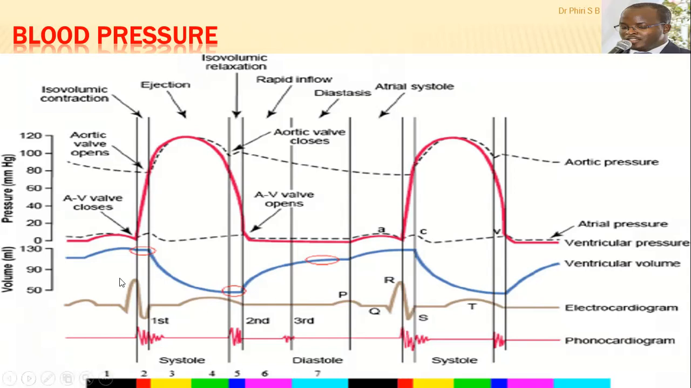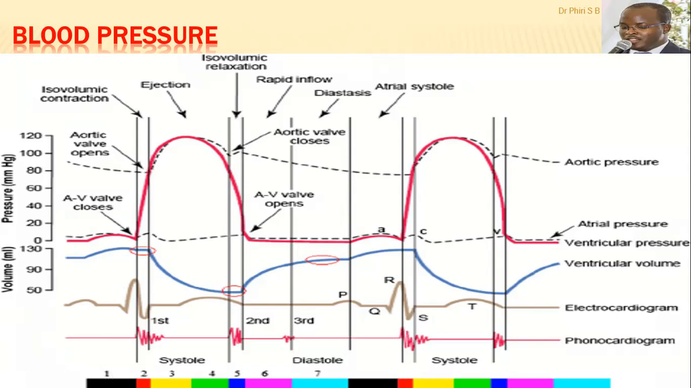The one I'm interested in here is the aortic pressure, because this is the same pressure that is transmitted to the arterial system. Remember, the aorta is the first artery from the heart, so the aortic pressure will be transmitted to the arterial system. You can see here that there's a decrease in pressure when the ventricles are relaxing. The aortic pressure is decreasing, but during the contraction of the ventricles, there's a time when the aortic pressure will start increasing. And that time is where there is the opening of the aortic valve.